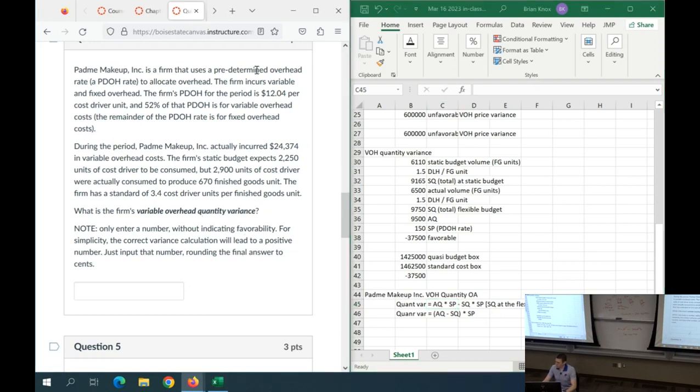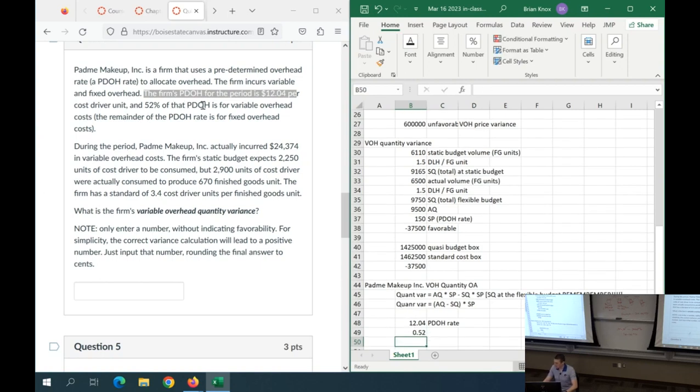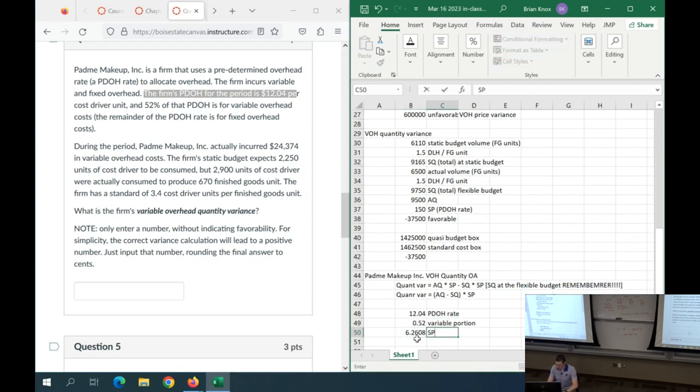Okay, so we use a predetermined overhead rate, a PDOH rate, to allocate overhead. The firm incurs variable and fixed costs. So we're going to have to peel out how much of the PDOH is due to variable overhead cost, so we can use just that portion. The firm's PDOH rate is $12.04, and 52% of that PDOH is for the variable overhead costs. The remainder is for fixed costs. So this is the variable portion, 52%, 0.52. So right away we can say our standard price is 6.26, rounding it a little bit.